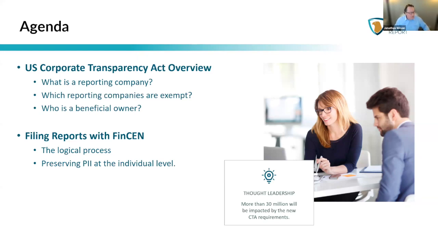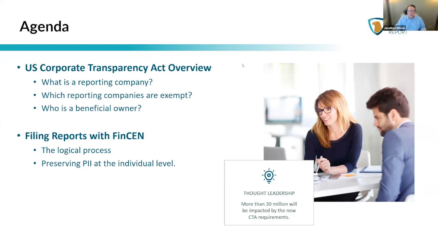So let's begin at the beginning. We're going to go over today the Corporate Transparency Act, key vocabulary terms like reporting company, the exemptions, and the definition of beneficial owners. And we're going to end up with, hopefully, a logical process that you can use to guide your clients through the process of filling out their first BOI reports.